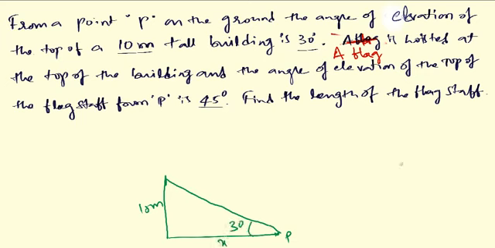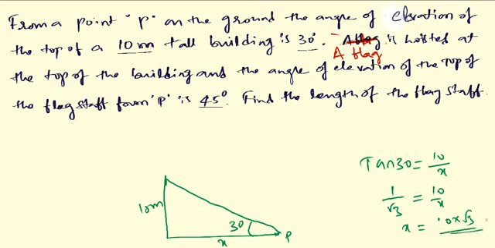So from this you can write tan 30 is equal to 10 by x. So tan 30 is how much, friends? This is nothing but 1 by root 3, that is nothing but 10 by x. So x is nothing but how much? 10 root 3. So this is what is given.